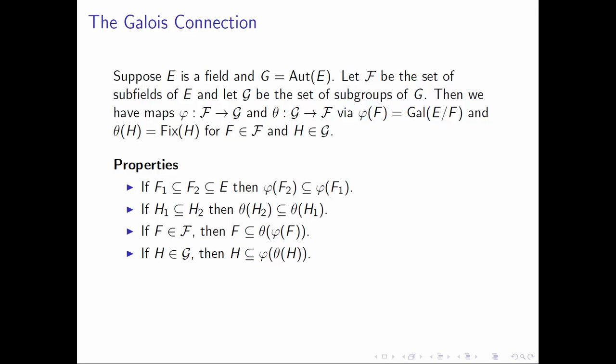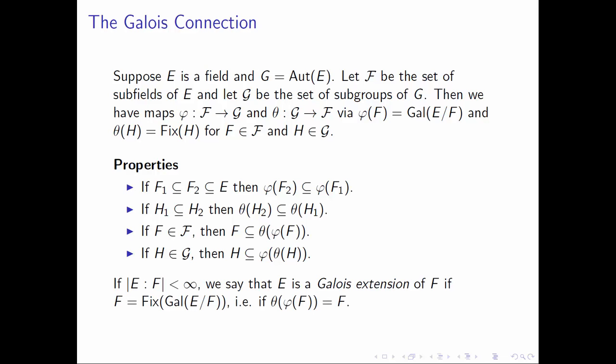Now, I have containments written there. It would be really marvelous if in those last two statements we had equality, and Galois had a special word for that. Well, I don't know if he was so vain as to call it Galois, but if E is a finite extension of F, we will say that E is a Galois extension of that field in the special case that F is equal to the fixed field of the Galois group of E over F, which is to say that theta of phi of F is equal to F. So that's in that third property right here. If we happen to have equality, then something special is going on, and those are the field extensions that we're going to be interested in. Those are the Galois extensions.